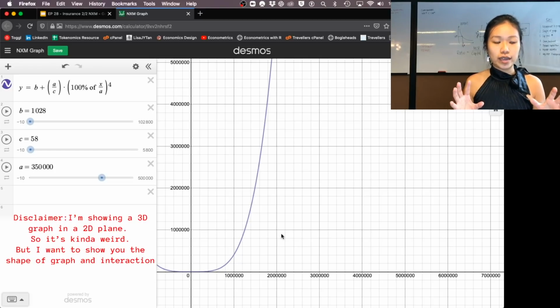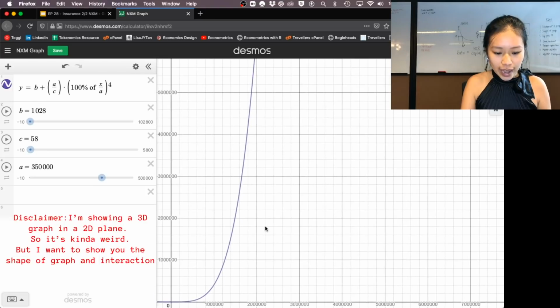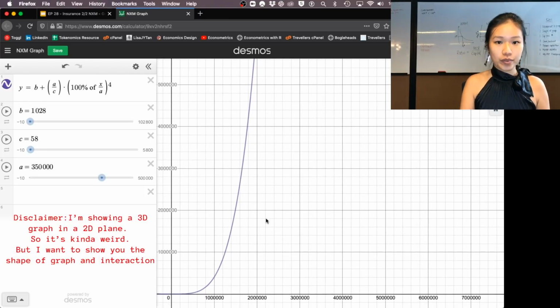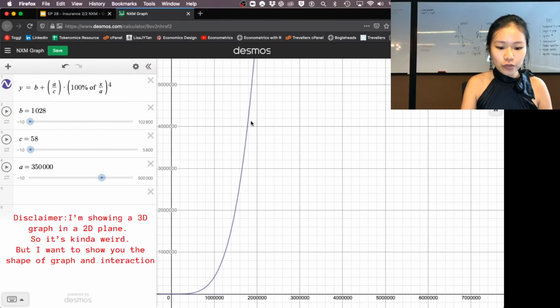The capital pool is a lot easier to understand, because as a user, to increase the capital pool, I basically put more ETH into the system, and then it changes. I just want to show you a very quick understanding of how it works. How does a change in the capital pool affect the change in prices? So the first question that we want to answer is, how does the graph move? How do you move along the graph?